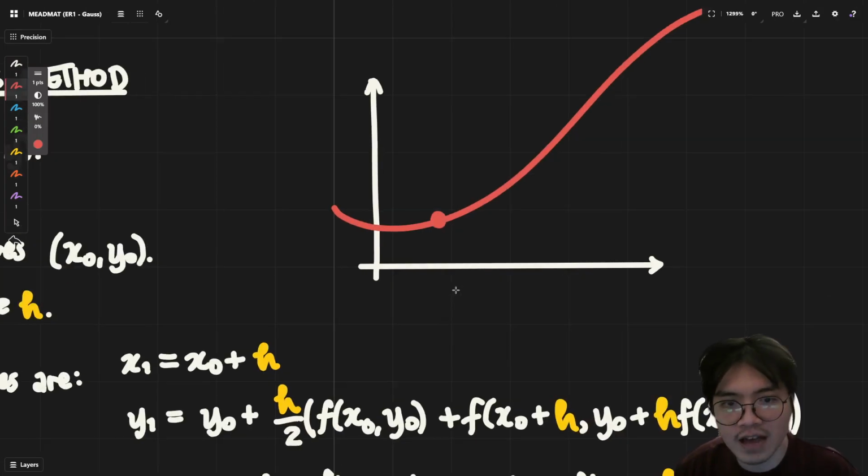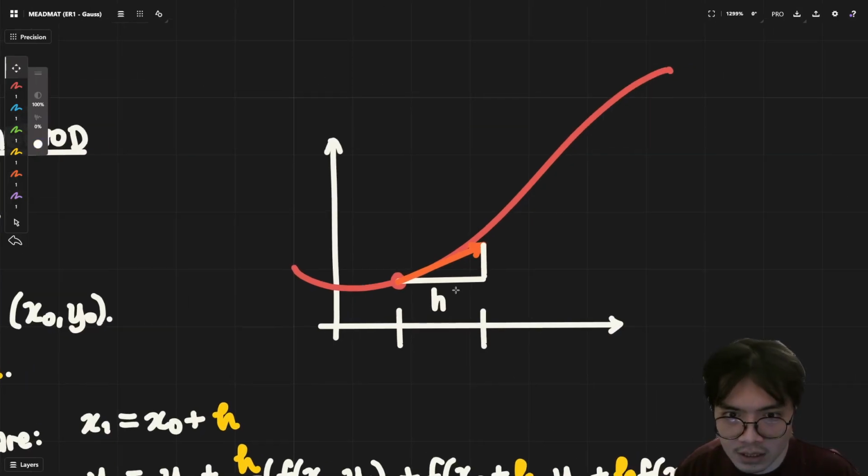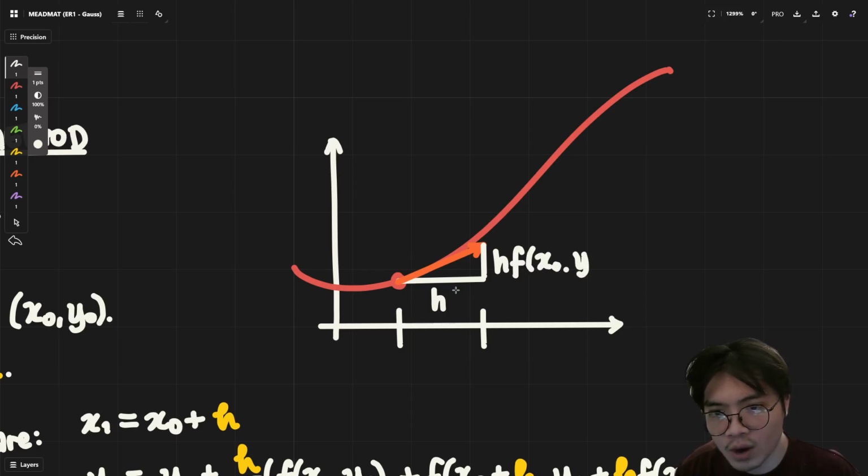We're going to have our initial value again. Say, for example, our h is now going to be a little bit larger, just to show you guys what's going to happen. Originally, this h is going to be right here, and say, for example, this tangent line is going to look something like this. So it's going to end up in here. This is where the Euler method would have taken us. So this is your h times your dy over dx, or let's just say h times f of x0 and y0.